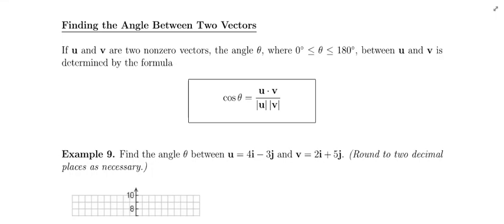So what's the deal with this dot product business? What's it even used for? Okay, well, that's what we're going to talk about now. The dot product is used to find the angle between two vectors.